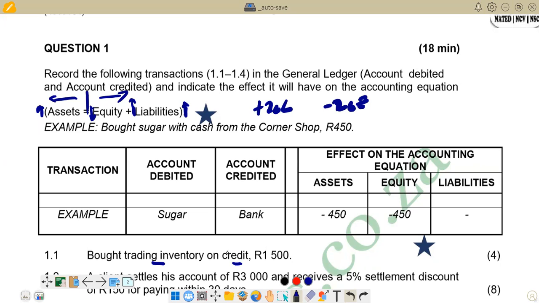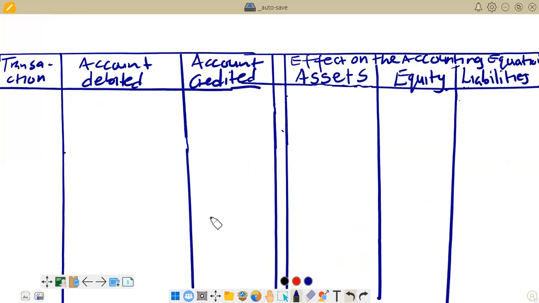So the amount is 1,500. So this is what we are going to see the effect of on our answer section. If you go to our answer section, we have a table where we have the transaction here. This transaction is on 1.1. So we write here 1.1, and we are saying we are receiving inventory. So we are going to debit inventory. So here is inventory.